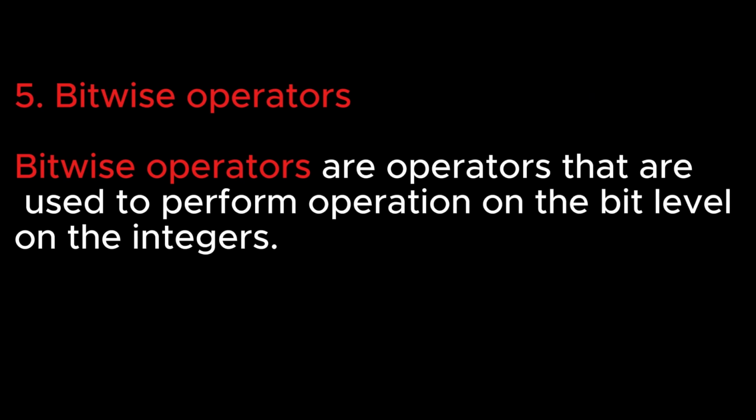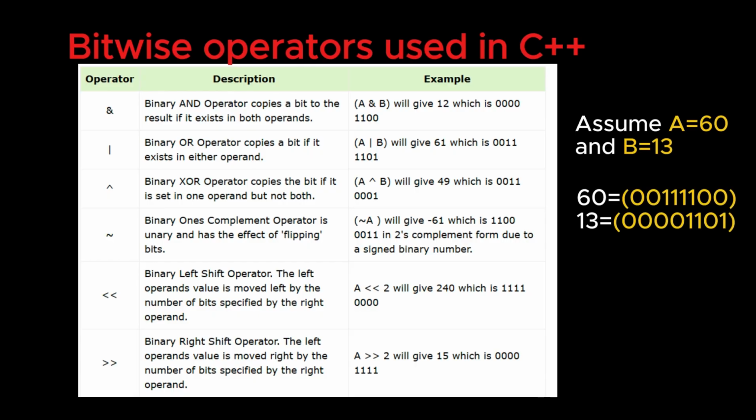As we have seen, the last type is what we call bitwise operators. Bitwise operators are operators that are used to perform operations on the bit level on integers. This table summarizes the bitwise operators used in C++ program. Let's assume that A holds 16 and variable B holds 13 in base 10. And we know that 16 in base 10 is equal to 0011 0000 in binary form, and 13 in base 10 is equal to 0000 1101 in binary form.